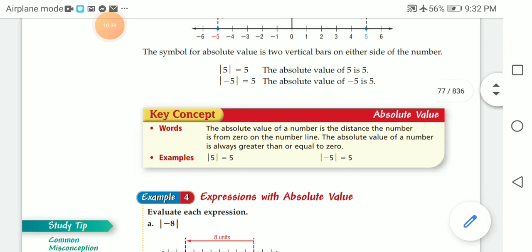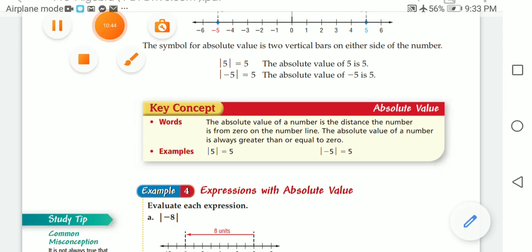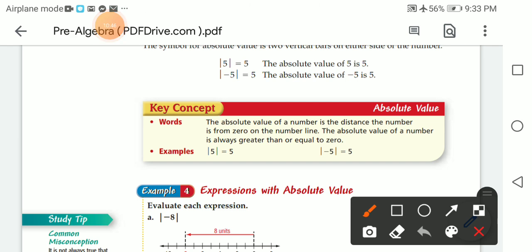It's written also in this book, a very good book. If I have positive 5 here, the absolute value of positive 5 is also 5. Key concept. In words, the absolute value of a number is the distance. This is important to know. It is the distance the number is from 0 on the number line.